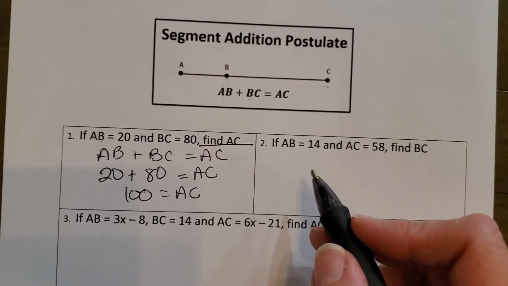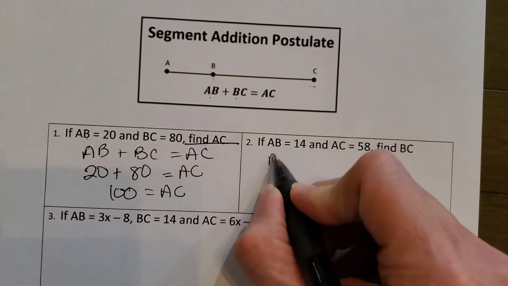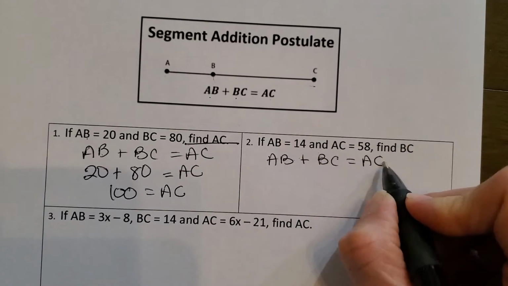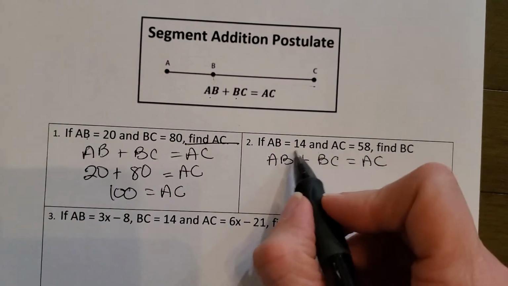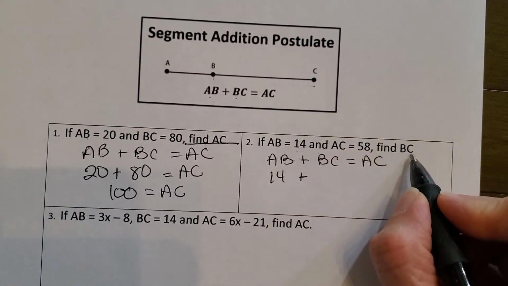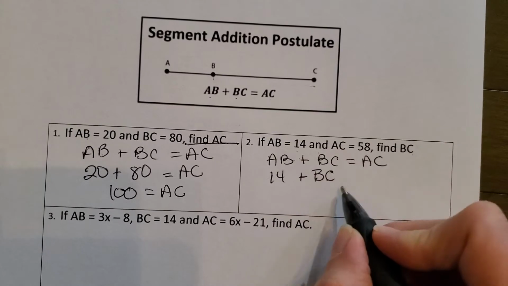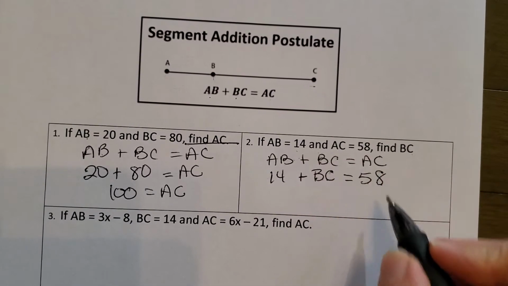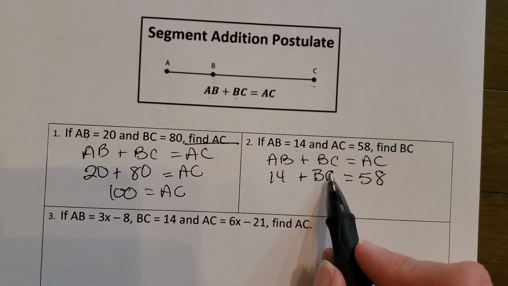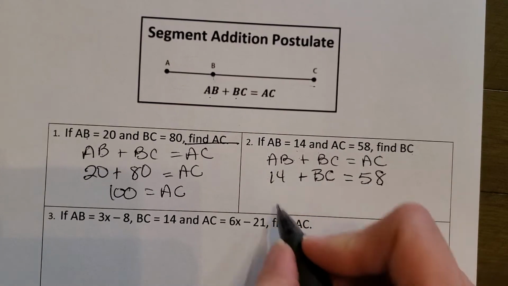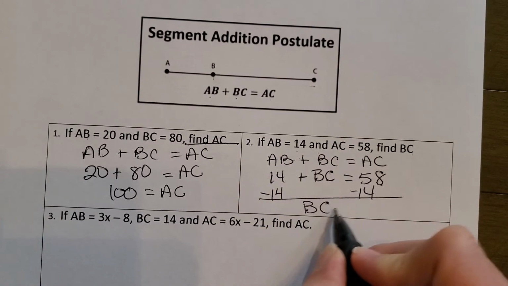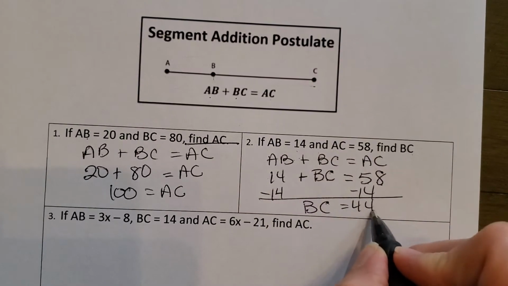Now over here, we want to be careful. We always want to use the formula. Make sure if you aren't using your formula that you're careful as to what part is equaling what part, because you'll notice here that they give me AB again, but they don't give me BC. They're asking me for BC. So I'm going to leave BC in my formula, but I'm going to plug in 58 for the AC. And now I need to solve for BC. So it's kind of like when an x is there and you're solving a linear equation, we're going to subtract 14 from both sides like that. And we're going to find that BC equals 44.